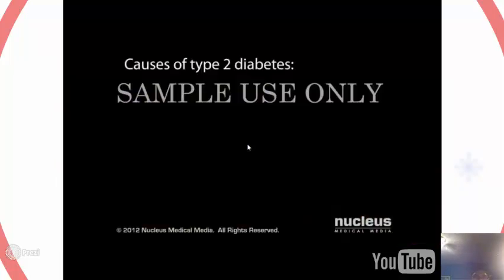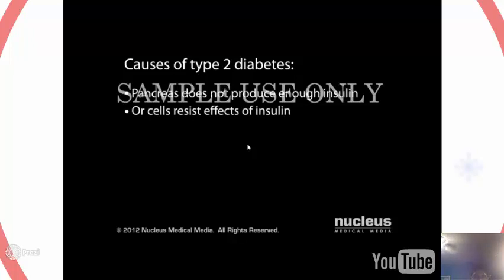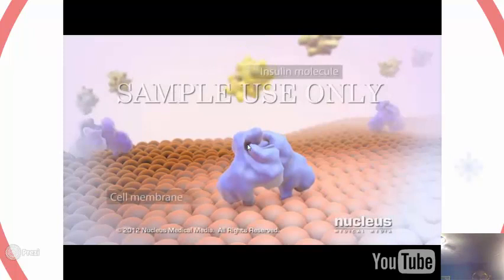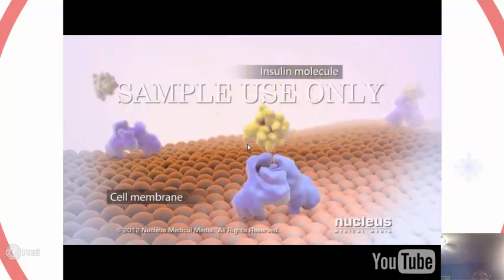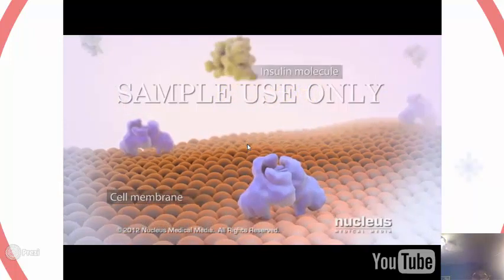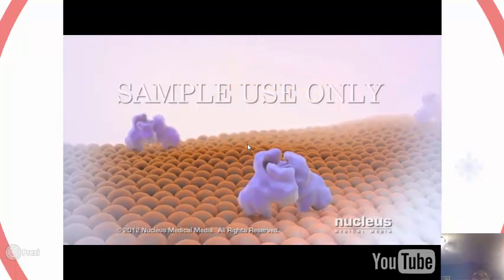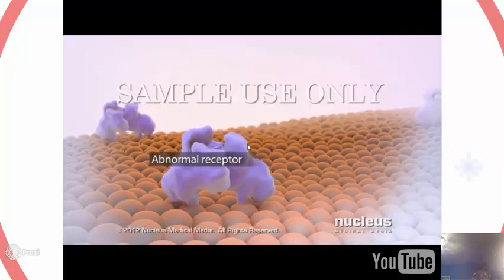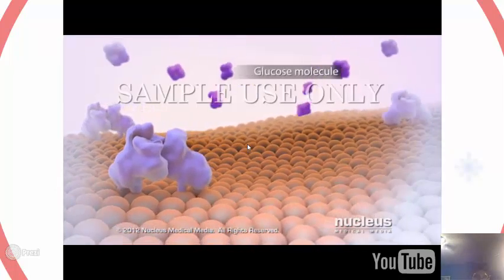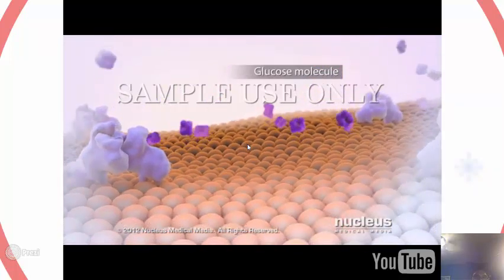If you have type 2 diabetes, either your pancreas does not produce enough insulin, or your body cells resist its effects, or both. If you have insulin resistance, your insulin cannot unlock the cells to let glucose in, because the locks, called receptors, are abnormal or missing. As a result, glucose is locked out of your cells.